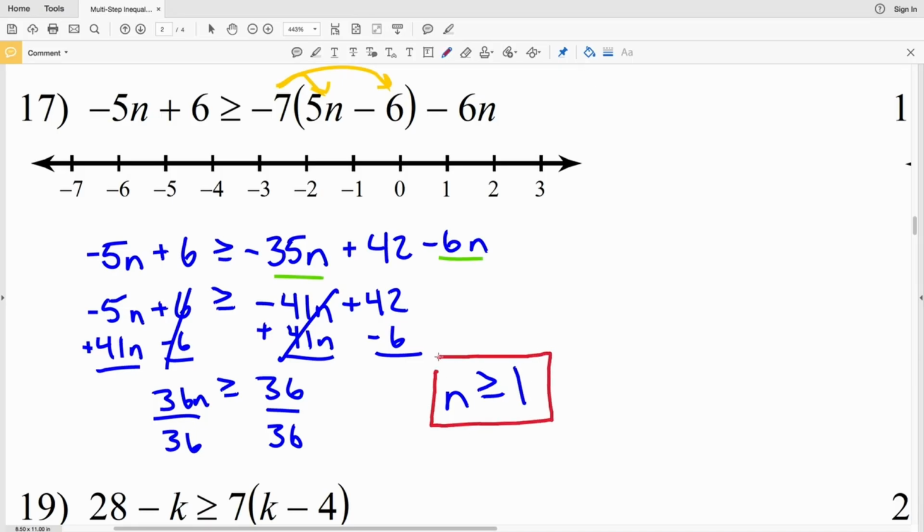As the solution to this inequality, n is greater than or equal to 1, so I'm going to circle the 1, fill that in, and shade everything to the right.